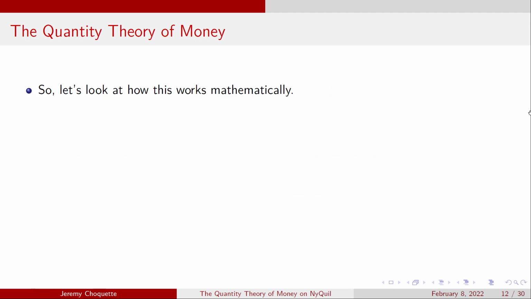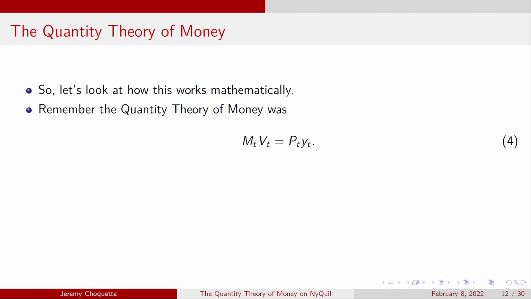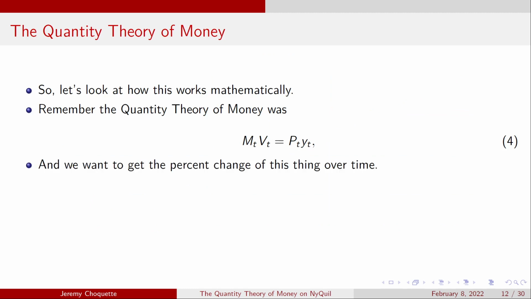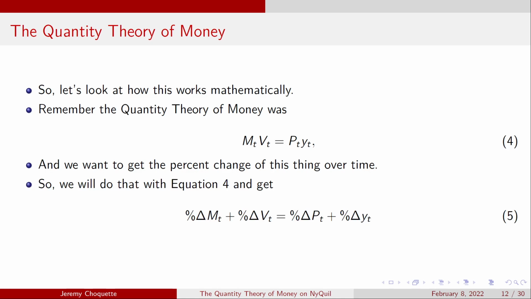So let's take a look at how this works mathematically. All right, remember, the quantity theory of money was equal to M times V equals P times Y. And let's say I want to get the percent change of this over time, because we can play around with it in levels, or we can also play around with it in terms of a percentage change or log differences. So I'm going to do that. I'm going to get log differences or percent changes of equation 4, and it's going to give me this here. The percent change in the money supply plus the percent change in the velocity is equal to the percent change in prices plus the percent change in real GDP.